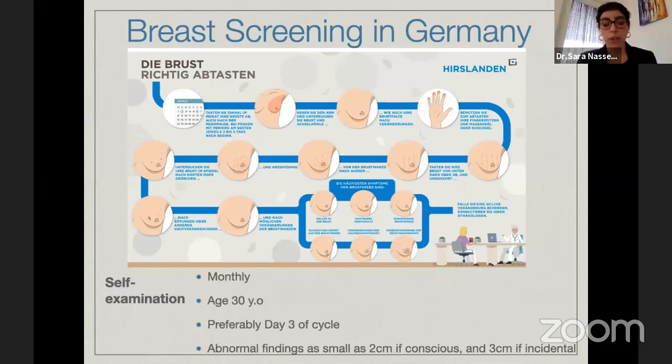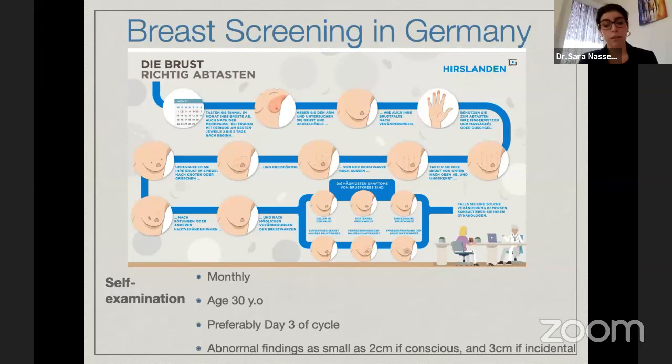And studies have shown that actually if women do that consciously and they perform self-examination, they can actually feel lumps in the breasts and nodes that are as big as 2 centimeters. And as you can remember the chart I showed you before, the smaller the tumor when you first diagnose, the higher the chance of survival.